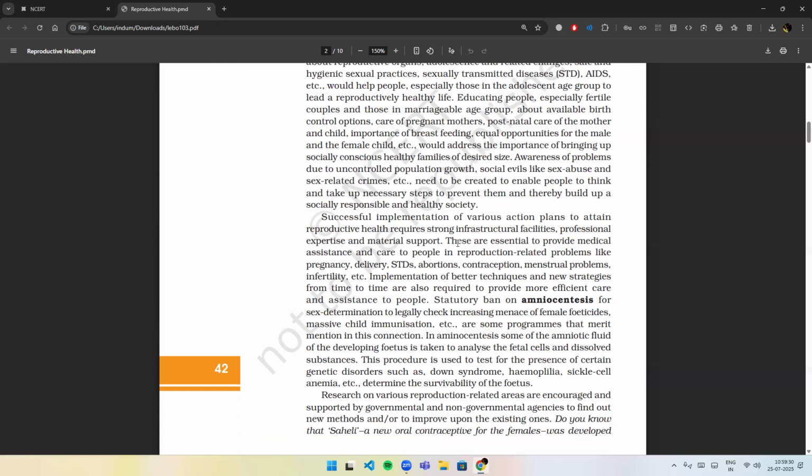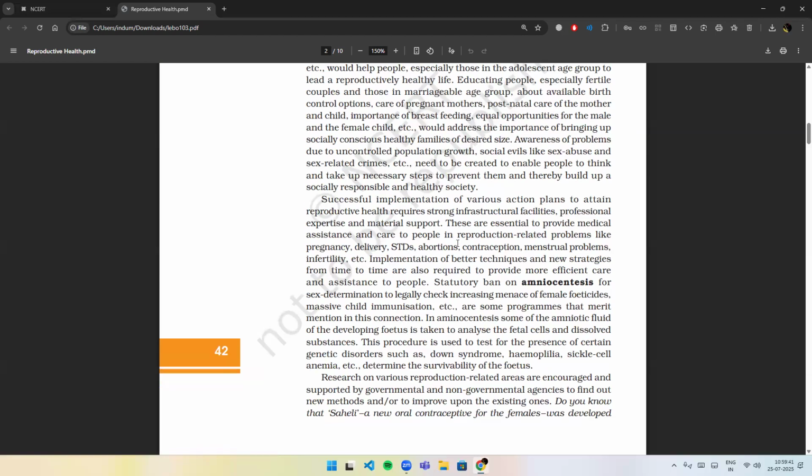Successful implementation of various action plans to attain reproductive health requires strong infrastructural facilities, professional expertise, and material support. These are essential to provide medical assistance and care to people in reproduction related problems like pregnancy, delivery, STDs, abortions, contraception, menstrual problems, infertility, etc.